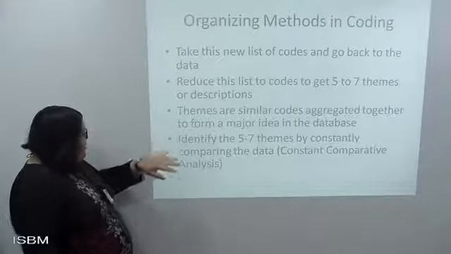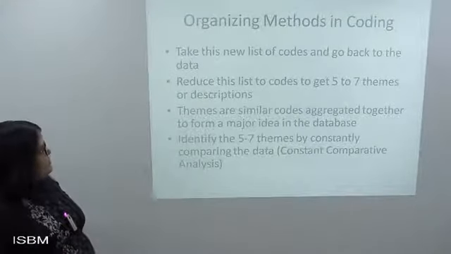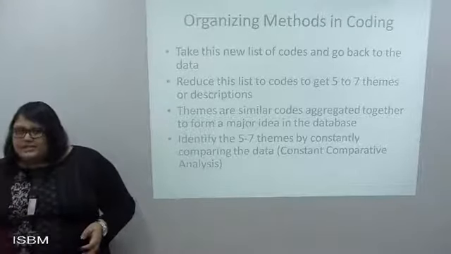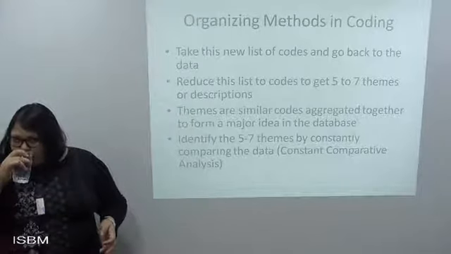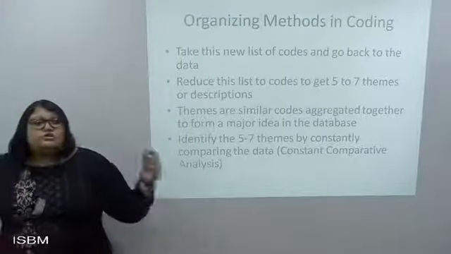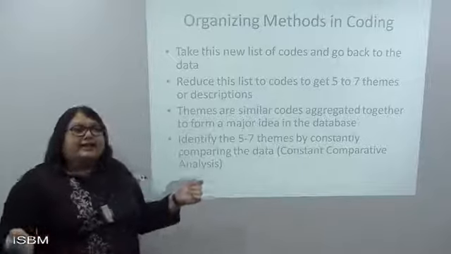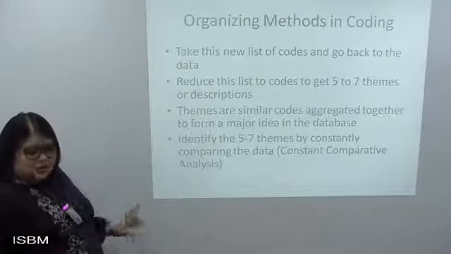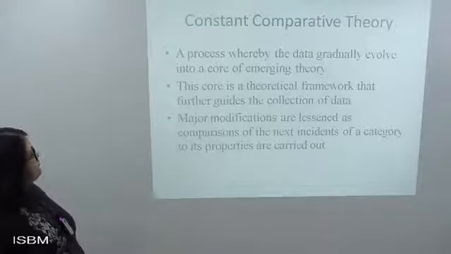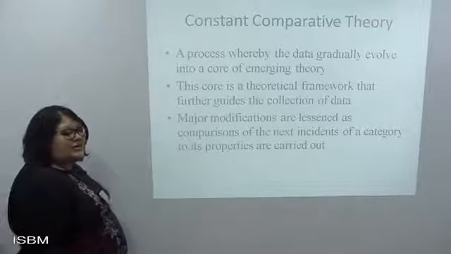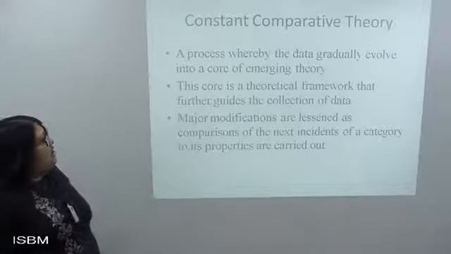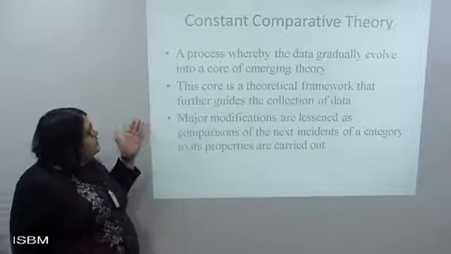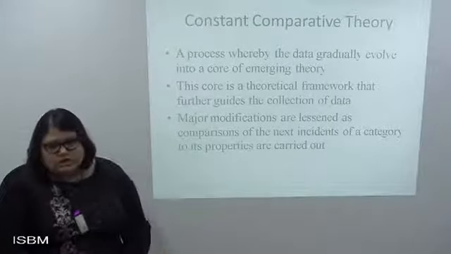Now identify the 5 to 7 themes by constantly comparing the data. Constant comparison is necessary if you are to code data, and you keep on revising the codes till you get the justified coding. Now, what is the constant comparative theory? A process by which the data gradually evolves into a core of an emerging theory.